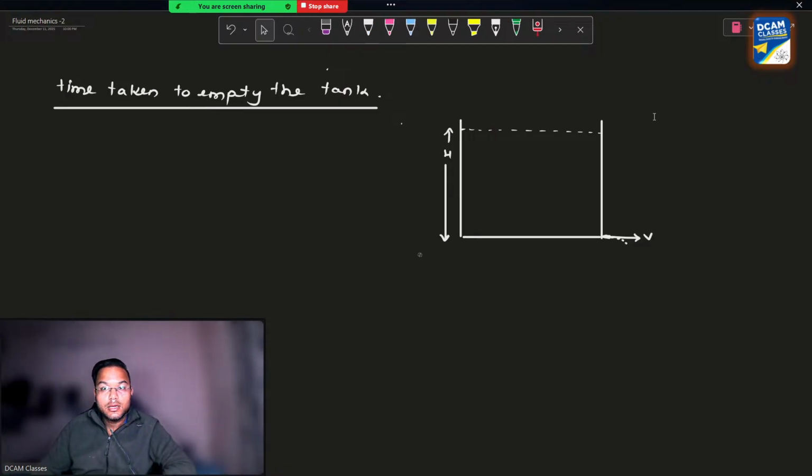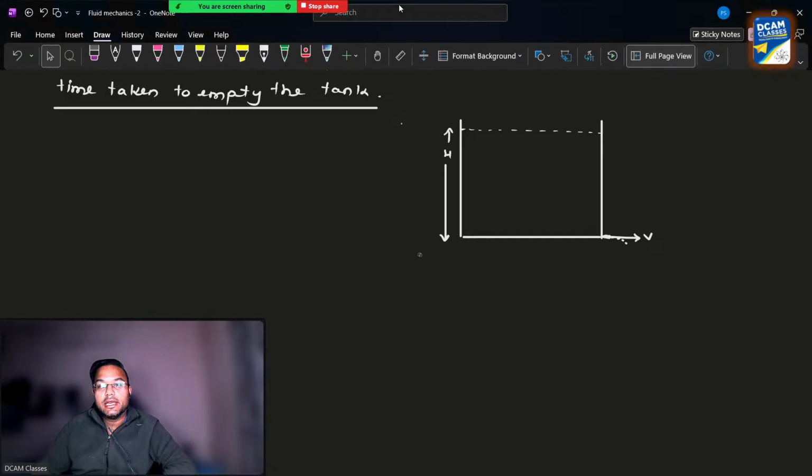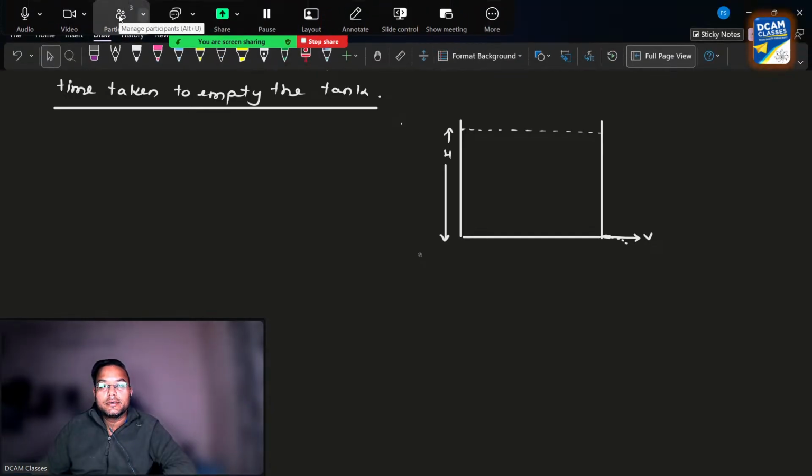Okay. Can anyone suggest to me how to do it? How will we do it?